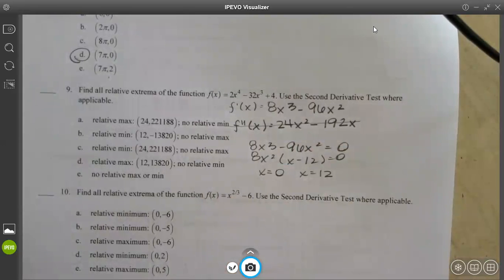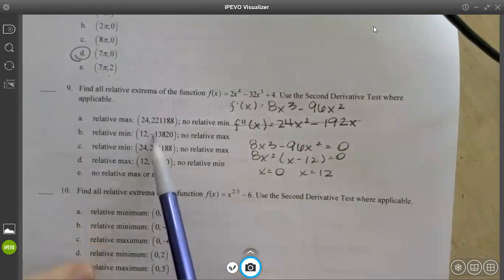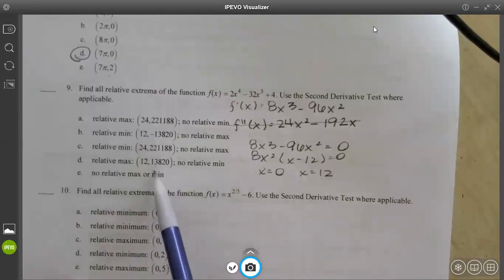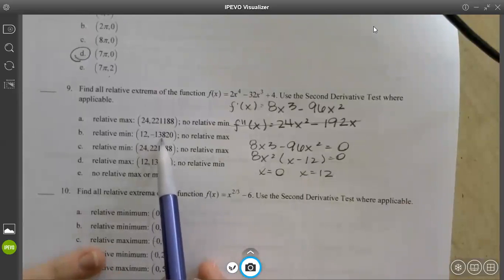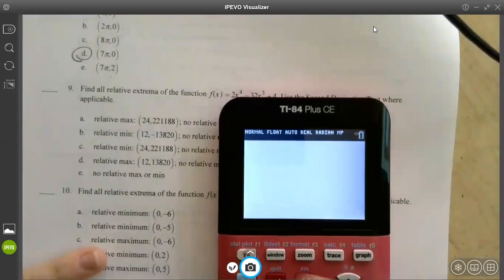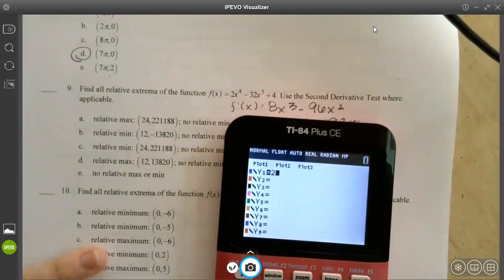Do we really have to do all of this? No. Why? What are we finding? Max and min. So we know it's either going to be at 0 or 12, and we see that it's going to be at 12, right? So is it 12, negative 13,820, or positive? I'm sorry, y'all. I should have read the question and just done it in the calculator.